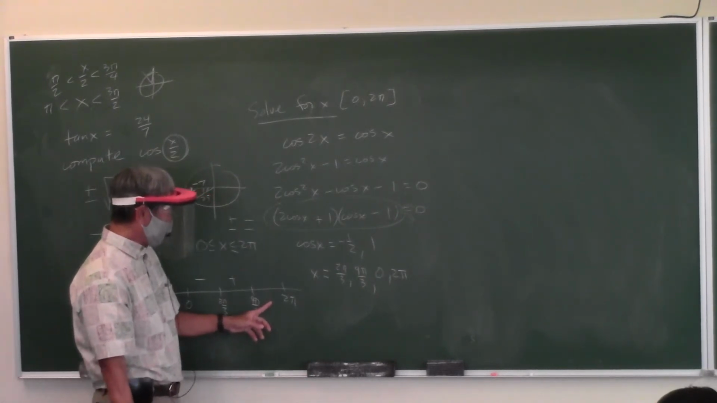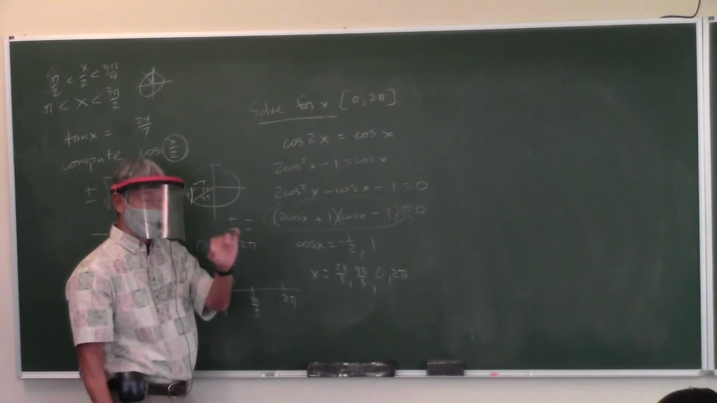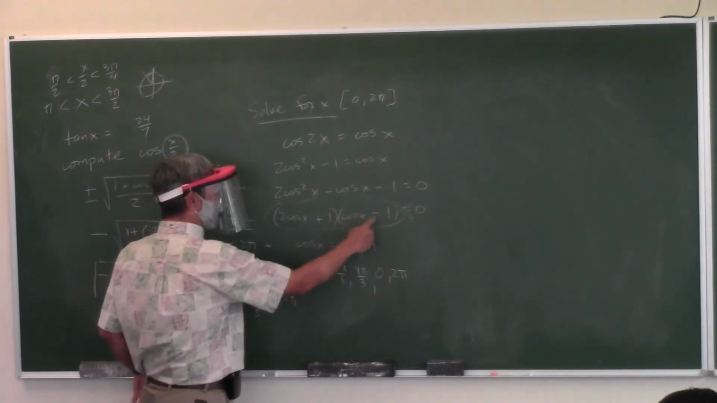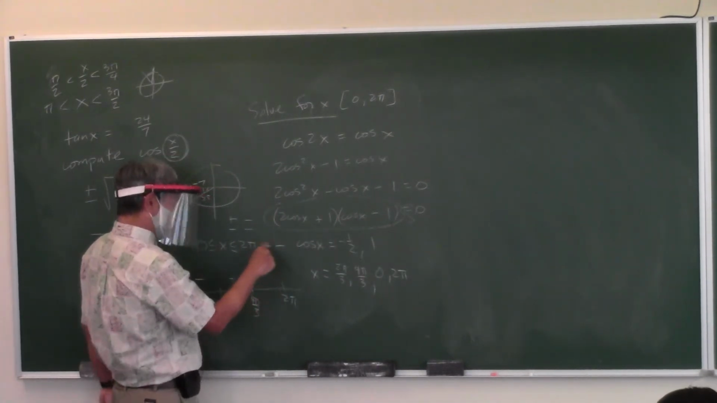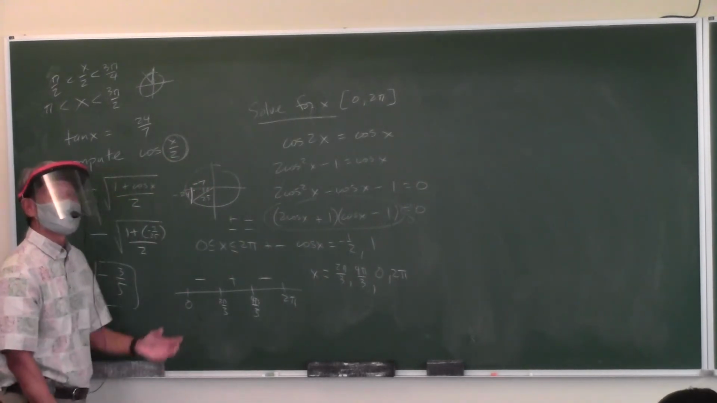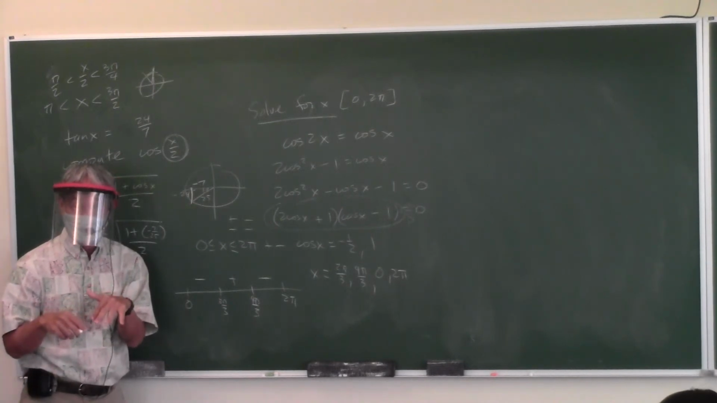What's a good number to plug in here? 3 pi over 2. Cosine of 3 pi over 2 is 0. 0 plus 1 is positive. 0 minus 1 is negative. Positive times negative is negative. Mr. Park, it alternated. It's just luck. I'm just warning, I'm saving up the ones that don't alternate for the quiz.